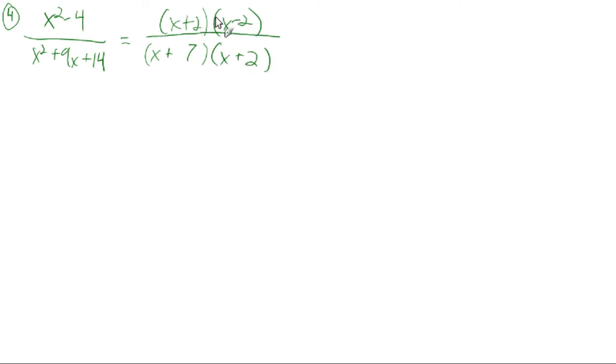X plus 2 times x minus 2, that's factored. They're multiplied together. This is a factor. This is a factor. This is a factor. This is a factor. Now we can cancel any common factors that we see. And those are common. So we get x minus 2 over x plus 7. That is A for number 4.